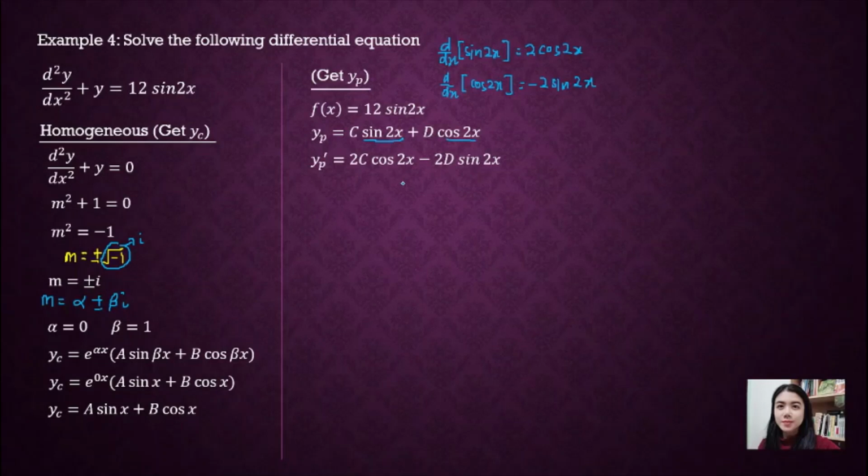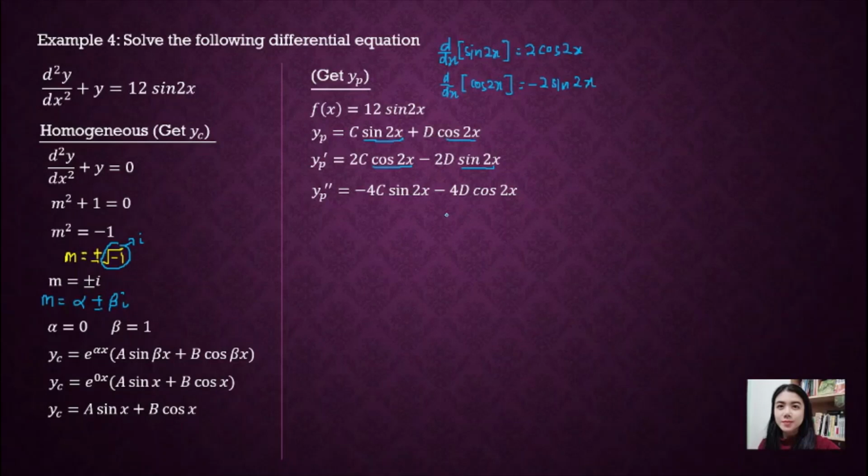And again, we're going to do the differentiation again. So we're going to differentiate this cos 2x. If we differentiate this cos 2x, this gives you negative 2 sine 2x. So this multiplied with 2c will give you negative 4c sine 2x. Okay, and then differentiating sine 2x will give you 2 cos 2x. Multiply with negative 2d, so we have negative 4d cos 2x. Okay, so this is your y double prime.